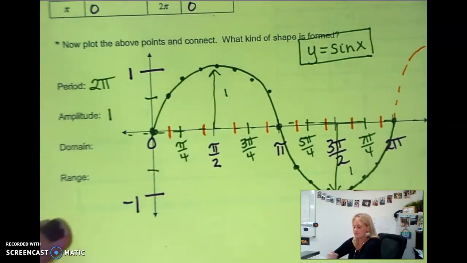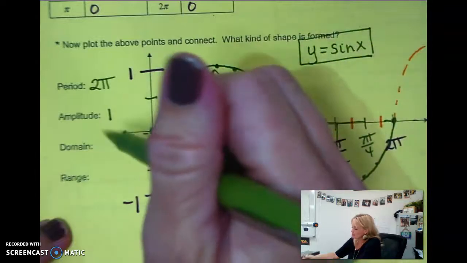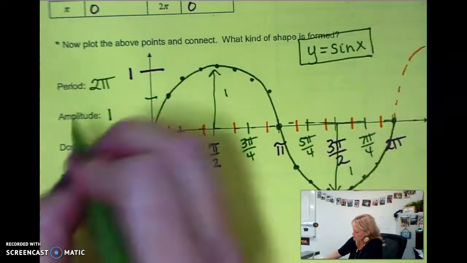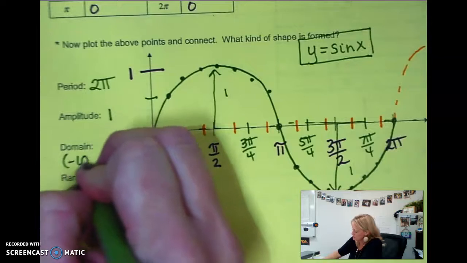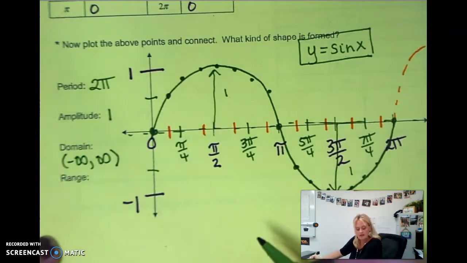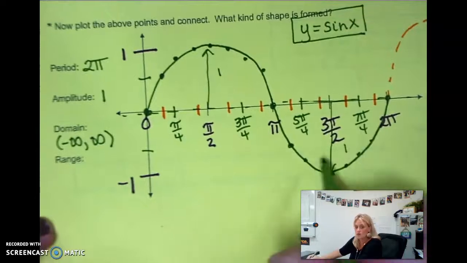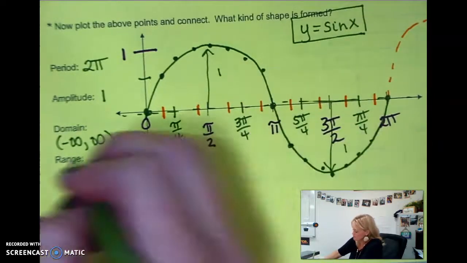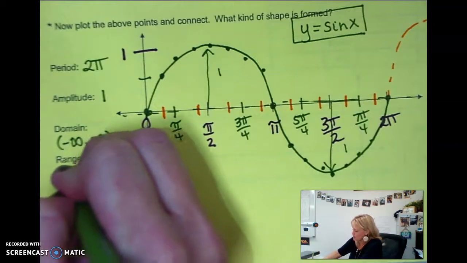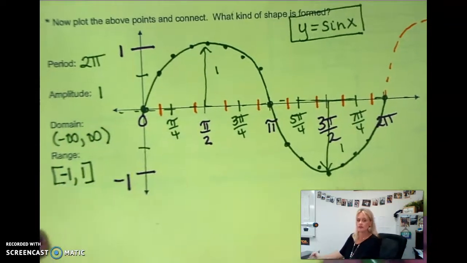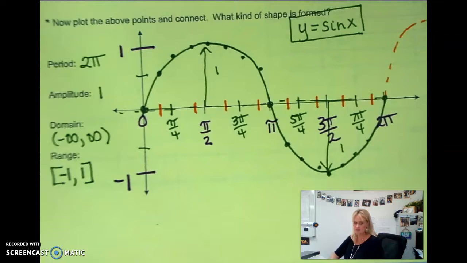The domain, well, the x values of the sine wave go on forever and ever. They never stop. So they go from negative infinity to positive infinity. However, my range only goes as low as negative 1 and as high as positive 1. And you use brackets because brackets include that number, both negative 1 and positive 1.